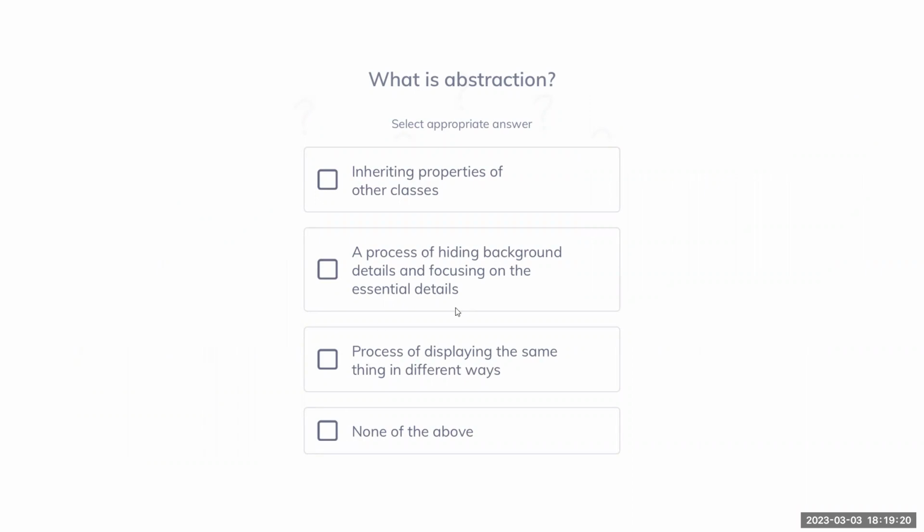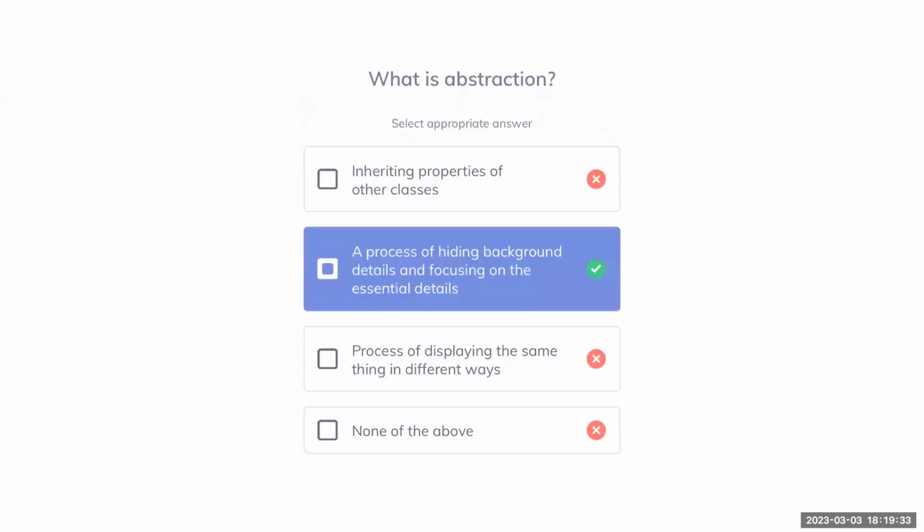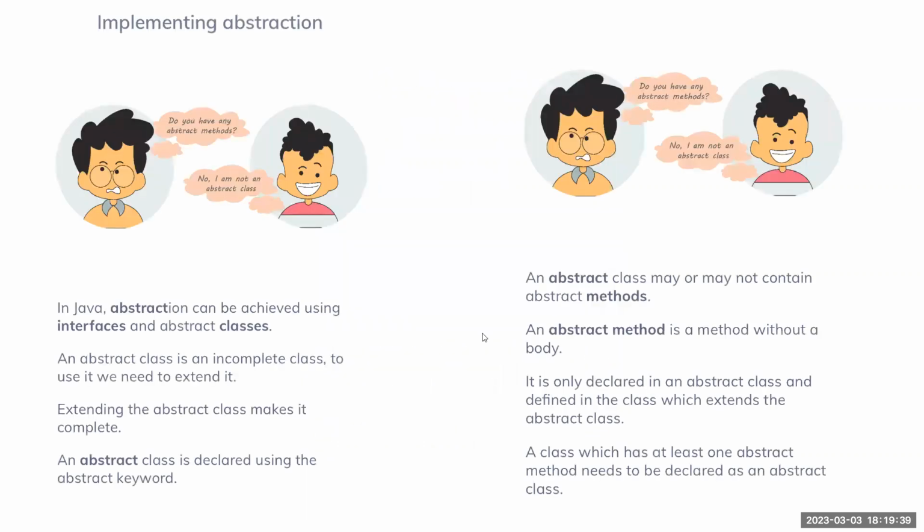The process of hiding background details and focusing on the essential details. The process of displaying the same things in different ways. None of the above. Okay, so two is the right answer. Okay, so how do you implement abstraction?